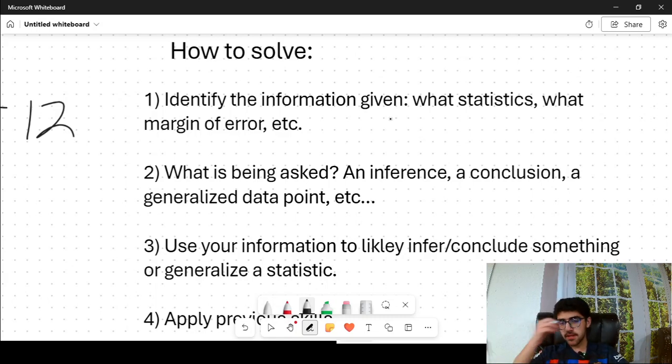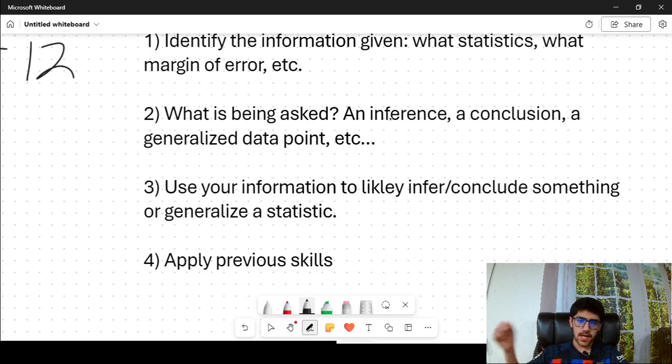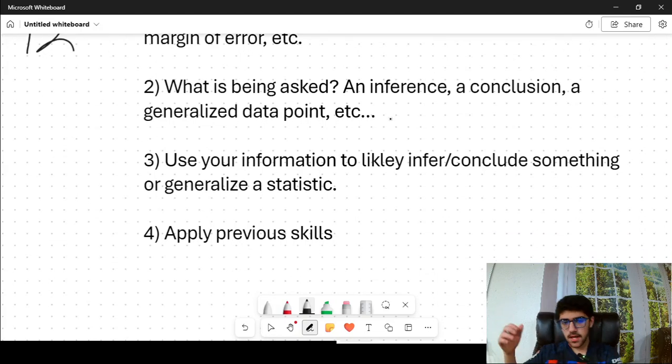Do they want you to infer something? Do they want you to conclude something? Do they want you to make a generalization? What do they want from you? Use the information to, most likely, infer, conclude something, generalize a statistic, and there are also the margin of error questions. And then sometimes apply previous skills.